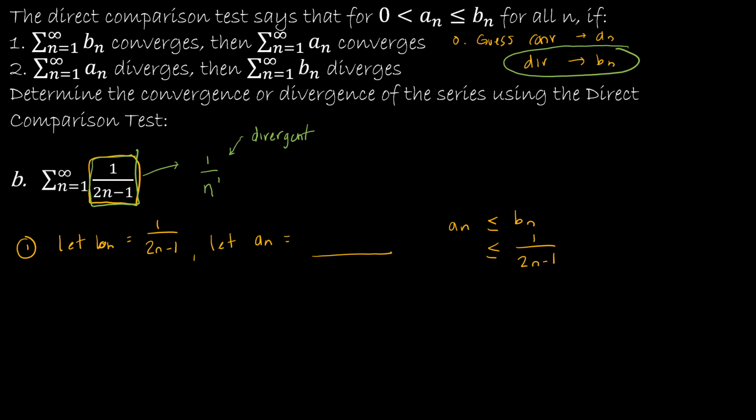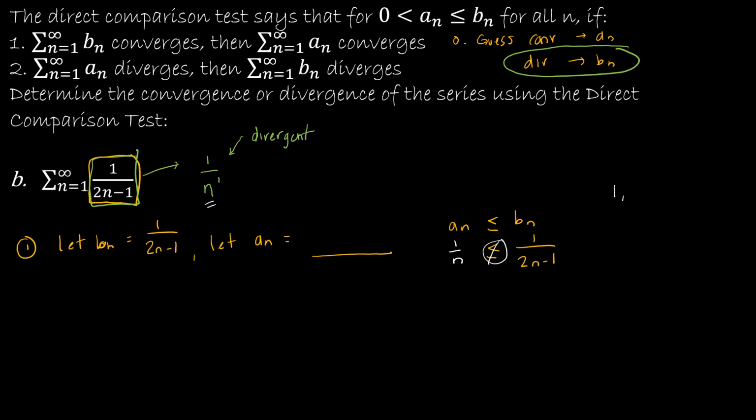Now, if I try to use 1 over n, which is what we talked about here, which is divergent, this inequality does not hold true. 1 over n is not less than 1 over 2n minus 1. So a lot of people don't check that. They say, oh, this is a great one to compare it to. Let's move forward.